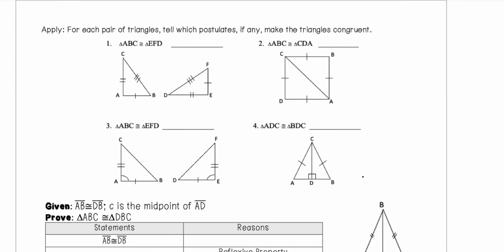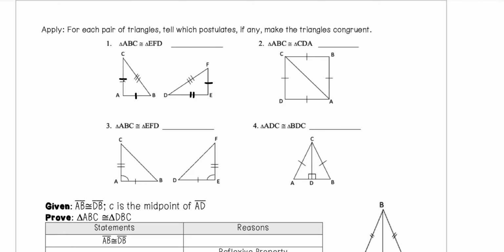So in this section, we are looking to decide whether these two triangles can be marked as congruent, and if they can be, we need to say why. So which postulate are we using to determine whether these are congruent? So I can see in this triangle that ABC is congruent to EFD. Well, we want to double check that the order looks right.